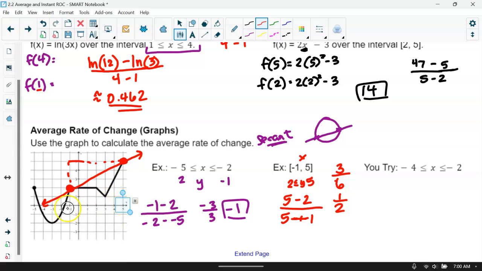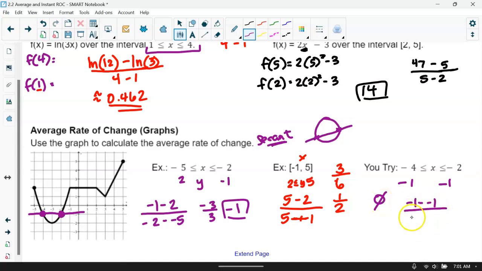So go ahead and pause the video and try the U-try on your own. And here we go. So again, here, for x value -4, you have your output of -1. For -2, you have your output of -1. So the average rate of change is 0. You should have gotten 0. From -1 minus -1 over -2 minus -4. And notice you have a flat line. There's no rise to it. And you have 0 over 2, which is 0.